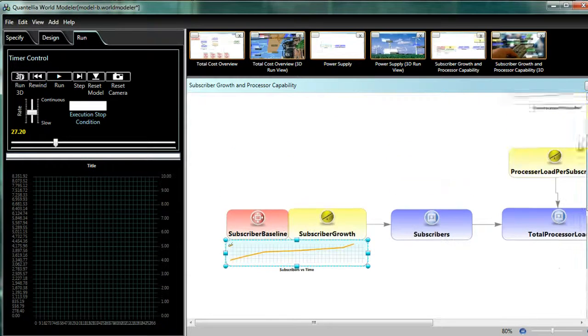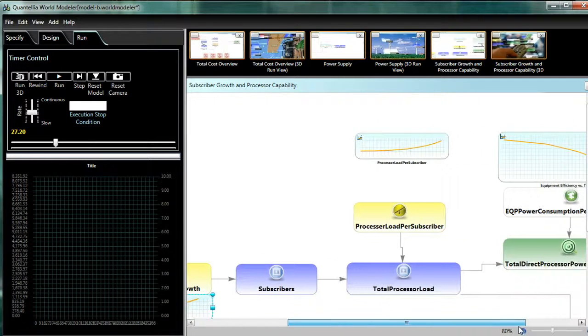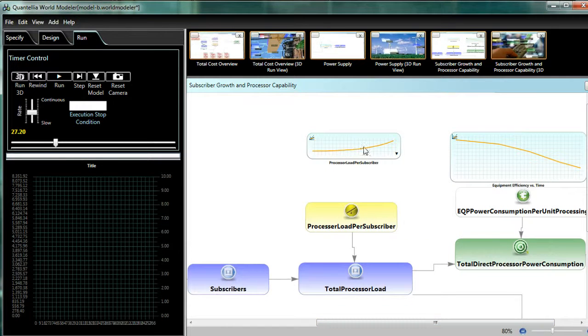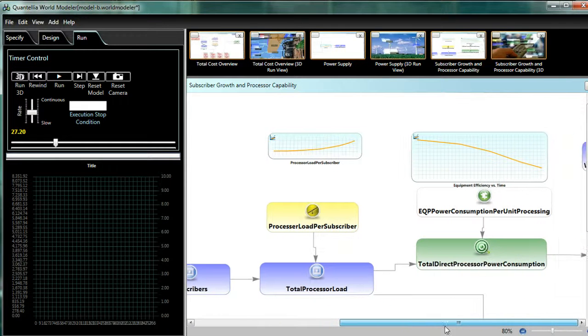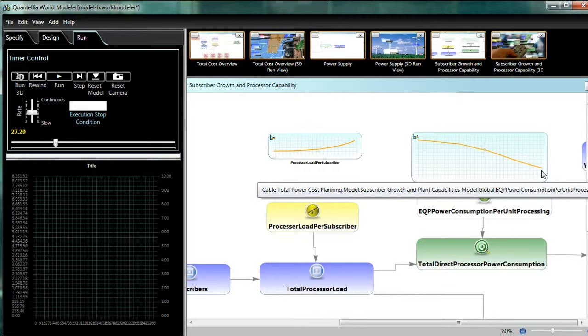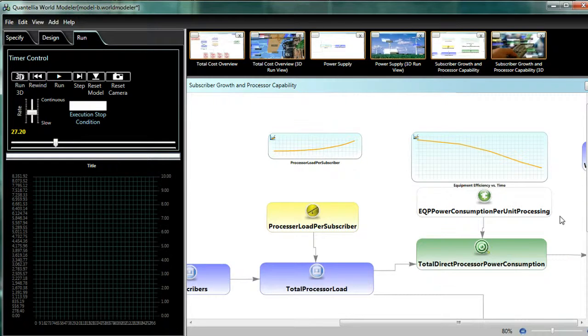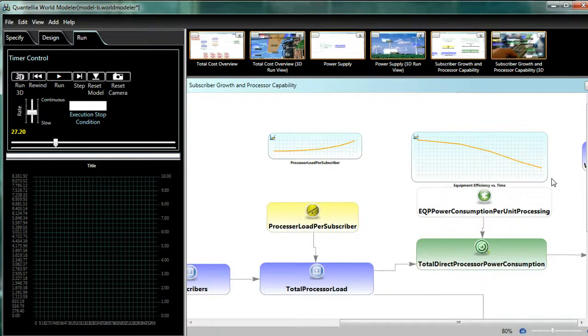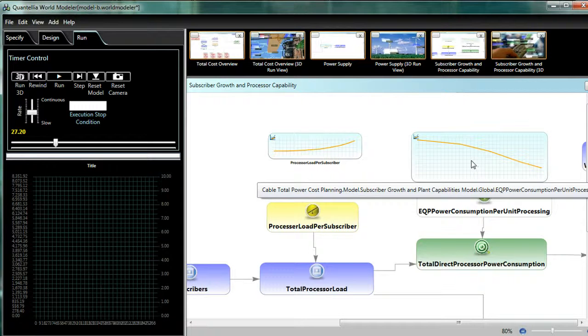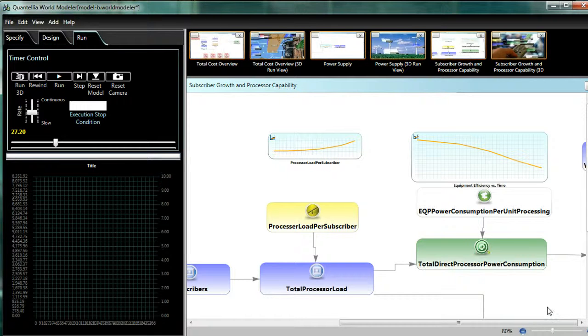This model also has assumptions about the processor load per subscriber. You can see a curve that shows that we do expect that to be increasing gradually over time. But equipment, as we talked about earlier, is going to get more efficient. And so we can talk about the power consumption required by our head-end equipment per unit of processing. Again, this data can come from a variety of sources, and if we don't have the data sources, we can simply make a guess based on the expertise of our internal people.